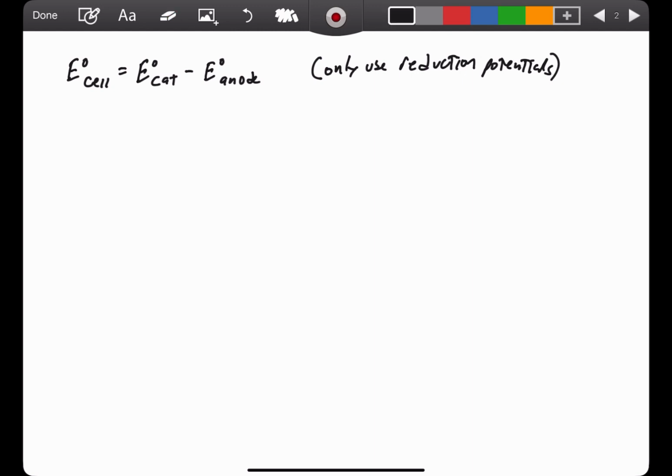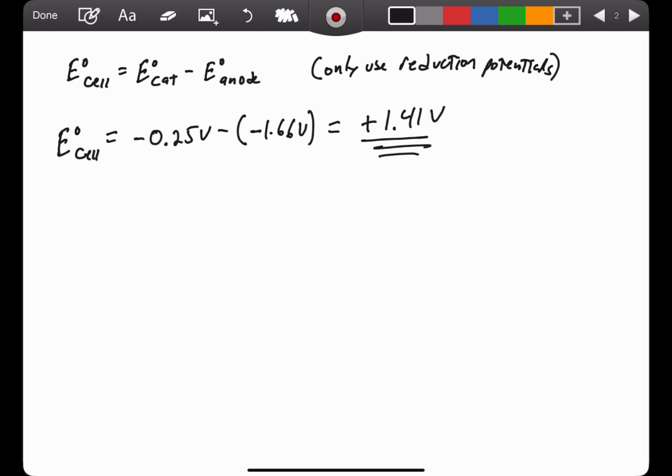So for our equation here for E0 cell, we say that E0 for the cathode is minus 0.25 volts minus, and now we need to use the E0 for the anode, so it's minus a negative 1.66 volts. And when we do that, we get a positive 1.41 volts. And so this is my cell potential for this cell.